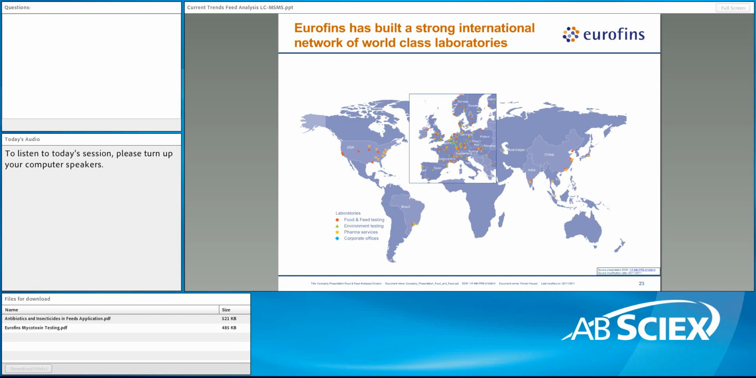Eurofins has built a strong international network of world-class laboratories. The growth of Eurofins' footprint around the world is very apparent. Europe has established food and feed laboratories in all major European countries and expanded rapidly in the Americas and Asia-Pacific regions. Asia and North America will continue to be high-growth areas for Eurofins in coming years, assisting all segments of food and feed production and trade with quality analytical data.